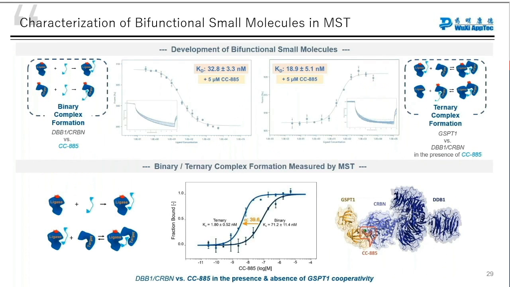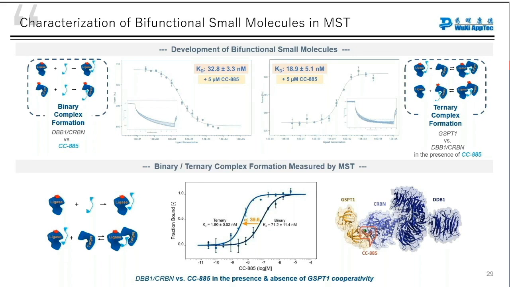Finally, we can see one of our most studied E3 ligases, Cereblon DDB1. The fluorescently labeled Cereblon DDB1 complex binds the molecular glue CC885 with a KD of 32 nanomolar. In the presence of CC885, we have measured a protein-protein interaction with a KD of 90 nanomolar between GSPT1 and Cereblon. At the bottom, you can see a cooperativity experiment demonstrating that in the presence of the target protein GSPT1, there is a 40-fold increase in the binding affinity of Cereblon DDB1 to CC885.